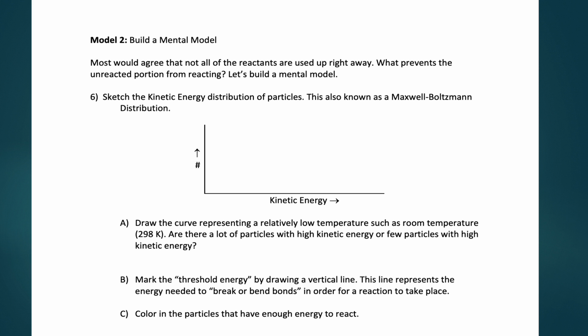Then the next thing we want to do is build a mental model. Most of the students will agree that not all of the reactants are used up right away. So what is it that prevents the unreacted portion from reacting? The first thing we want to do then is to sketch the kinetic energy distribution of particles. This is also known as a Maxwell-Boltzmann distribution. Once again, this is something we would have done before.